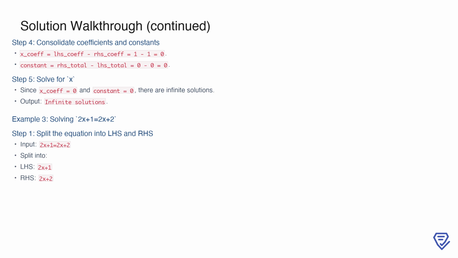Moving on to the equation 2x plus 1 equals 2x plus 2, we begin by splitting it into the LHS and RHS. The LHS is 2x plus 1, and the RHS is 2x plus 2.